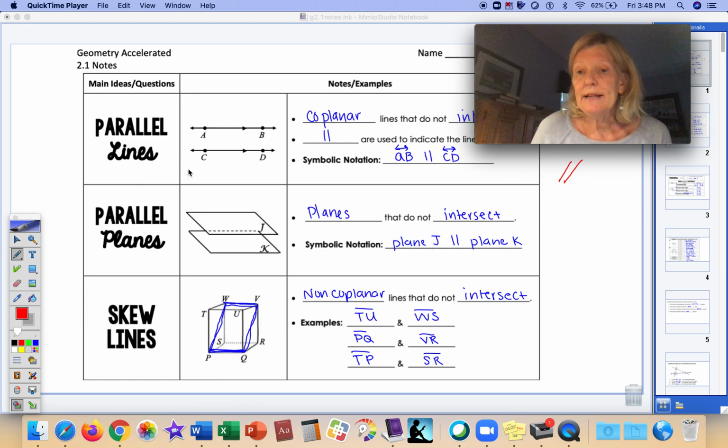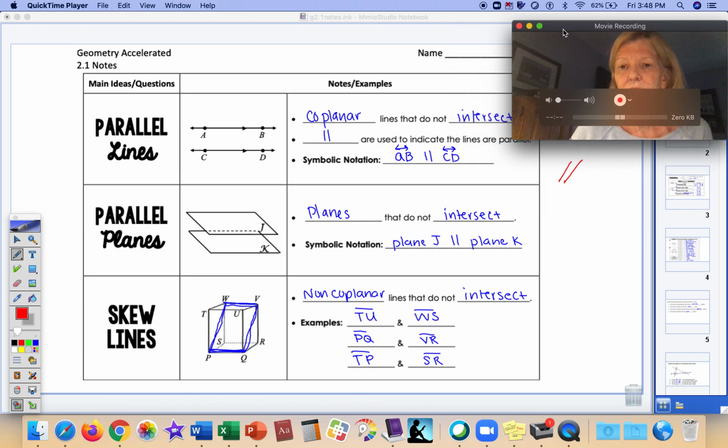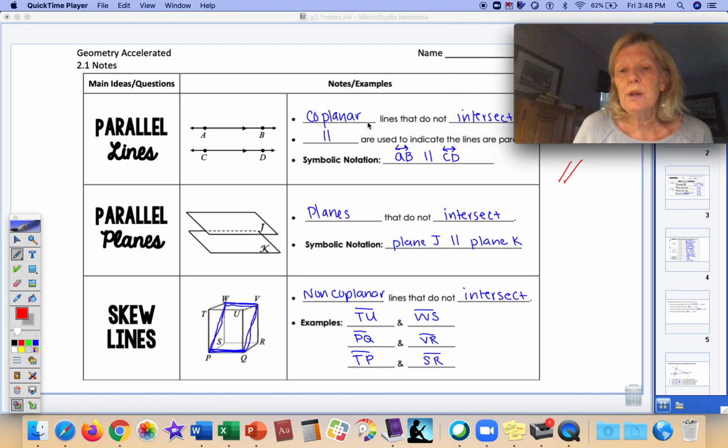So what are parallel lines? Well, you probably think about parallel lines as two lines that don't intersect, but more specifically, they're actually coplanar lines that do not intersect, because there's something called a skew line, which are two lines on two different planes. They're never going to intersect. So think about that for a second.